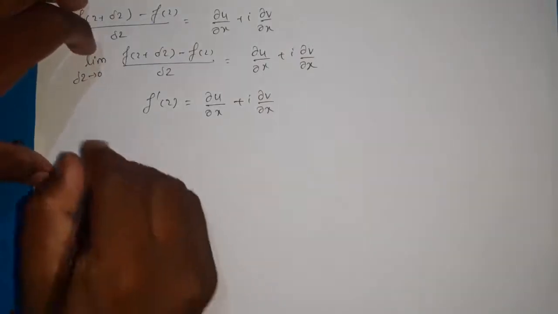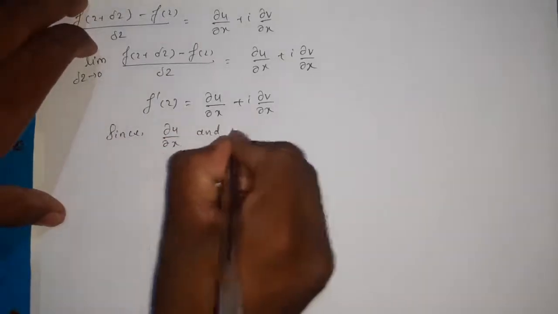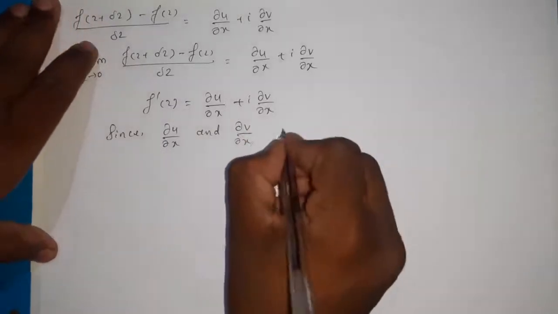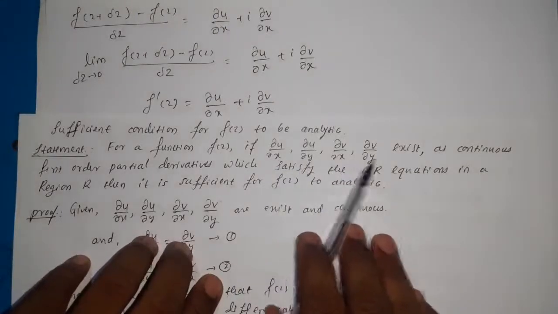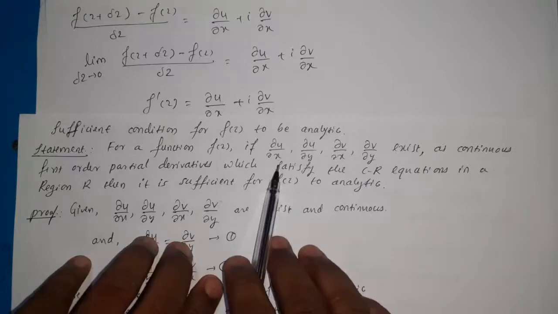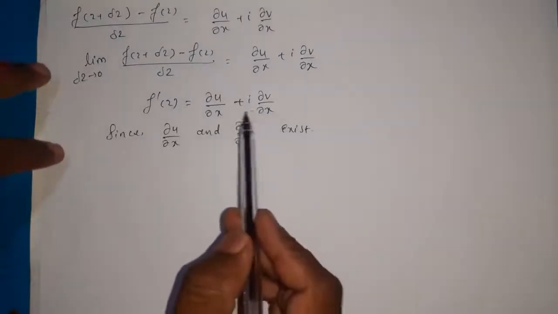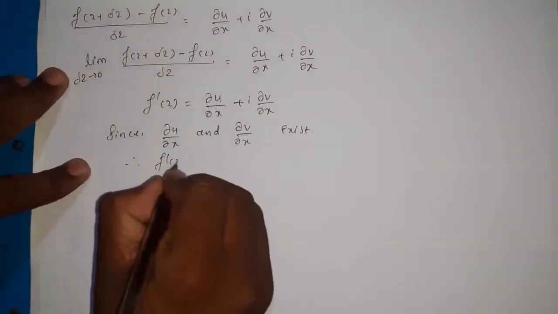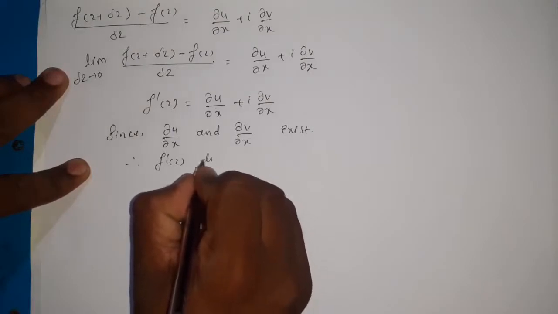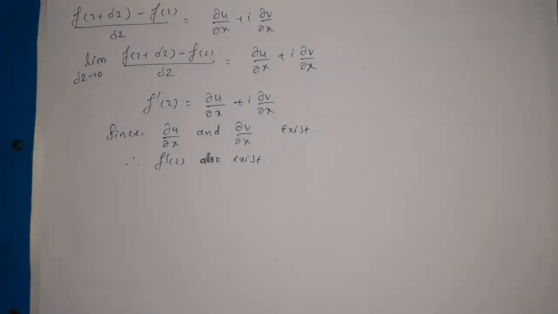So here since it is given that dou u by dou x and dou v by dou x exist, because in the statement only it is given that these four partial derivatives exist. So among these four we have dou u by dou x and dou v by dou x, right? So therefore these two partial derivatives exist, and the sum of these two is equal to what? f dash of z. So therefore f dash of z also exists.